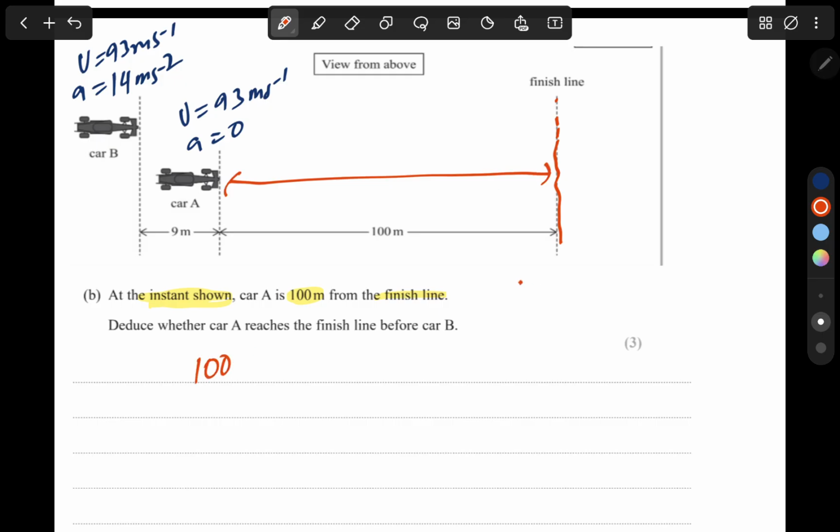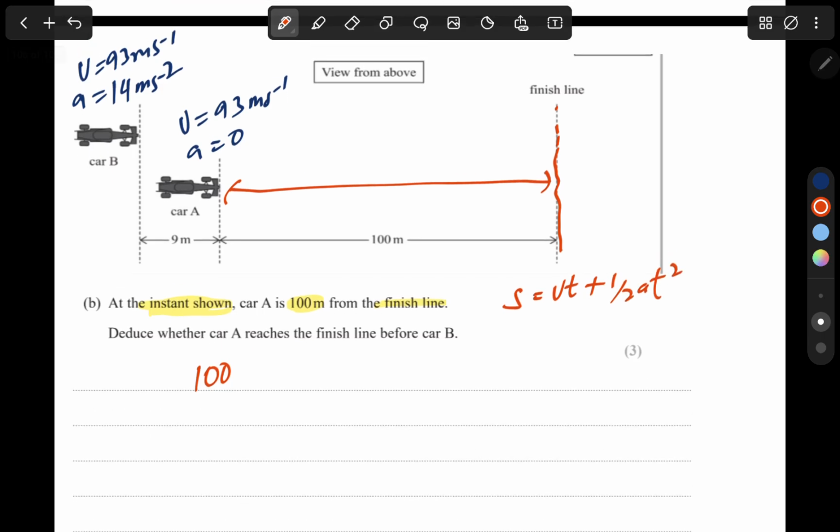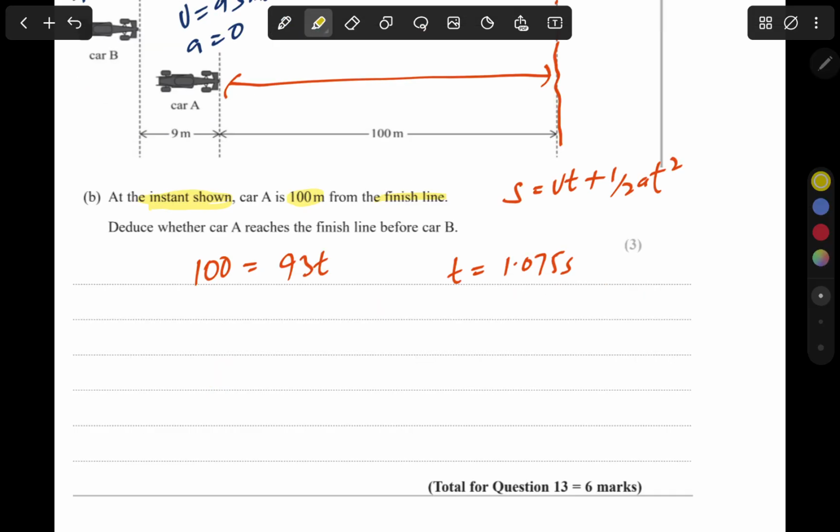So again, the formula I'll use is s equals ut plus half at square. So car A has to travel 100 meters. Okay, give me a second. So that's going to give me a t value of 1.097 seconds. That's the time value for car A.